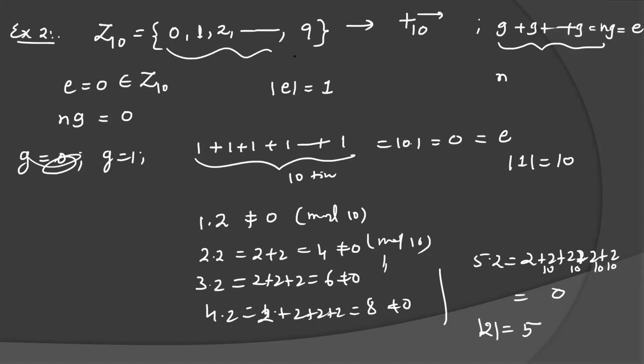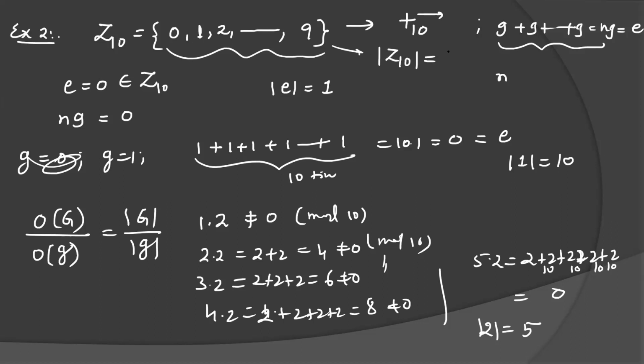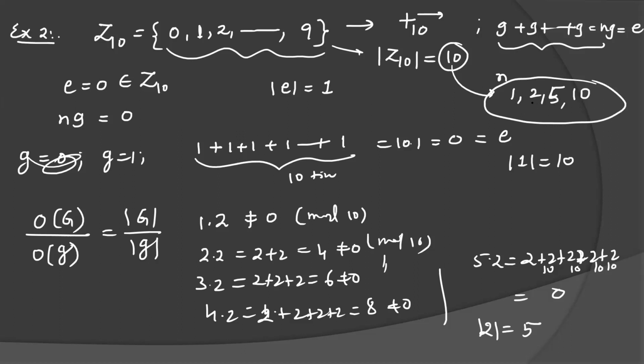This is a finite group, so order will be finite. Always remember, the order of an element always divides the order of the group. Here you can see the order of this group is 10. So the order of an element will be one of 1, 2, 5, 10. There are only 4 possibilities. No element can have order 3, 4, 6, 7, 8, 9, because the order of an element always divides the order of the group.